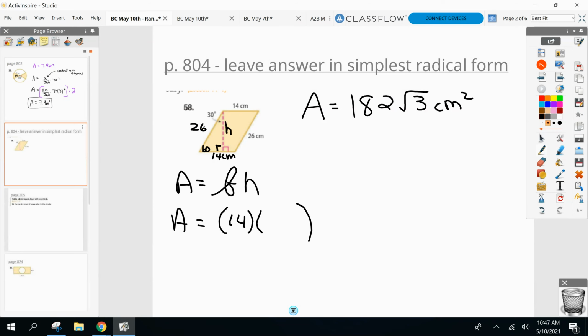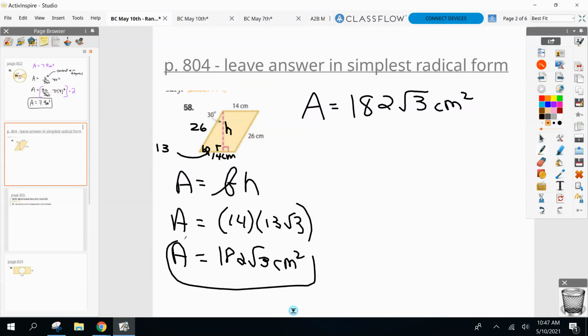So, all right. So let me do this. I know the hypotenuse. What's the side across from 30 then? The shorter leg. 13. Cut it in half. And then how did you find the height again? 13 times radical 3. There you go. There's your work, everybody. And then 14 times 13 is 182 radical 3 centimeters squared.